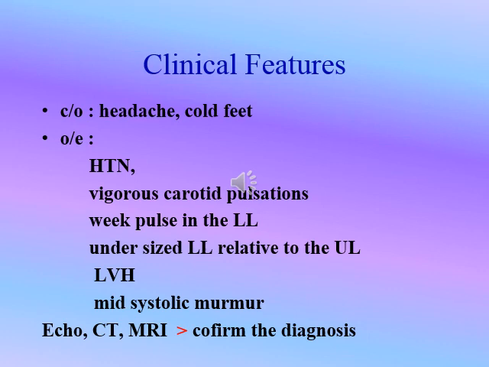Weak pulsations in his lower limbs, undersized lower limbs relative to the upper limbs. In the graph I find that the lower part of the body has grown less, and the proportions are not symmetrical. By echo I may find, and by examination of course, signs of left ventricular hypertrophy, because this coarct is very similar to an aortic stenosis. It causes constriction and needs a lot of pressure from the heart to pump, so it will develop LVH and then might develop a mid-systolic murmur similar to the murmur of aortic stenosis, though not at the aortic area. Echo, CT and MRI can easily confirm the diagnosis of coarctation.